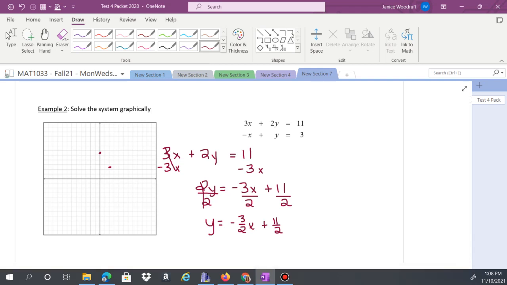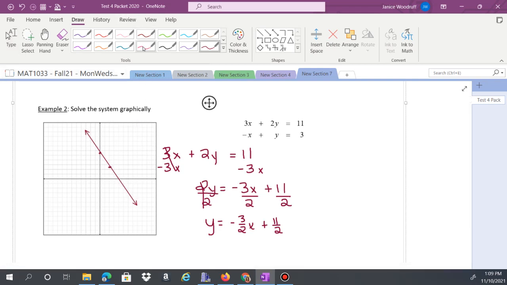And then we want to draw a line through these points. So I don't think I can do very good lines here, but we'll try. Get it to cross through those points. And then we have our first line graphed. There we go. Okay, so we have our first line.